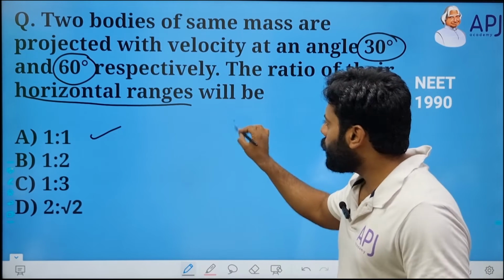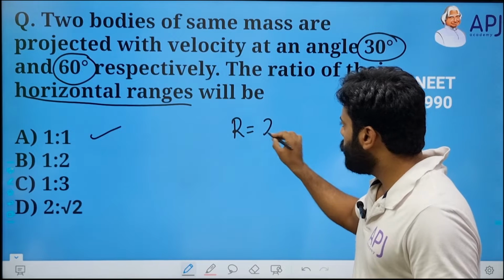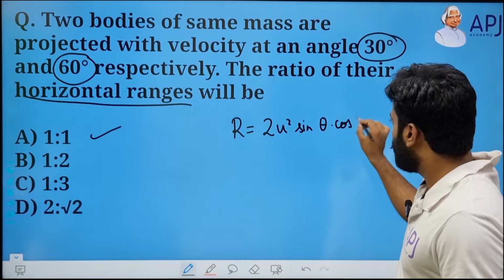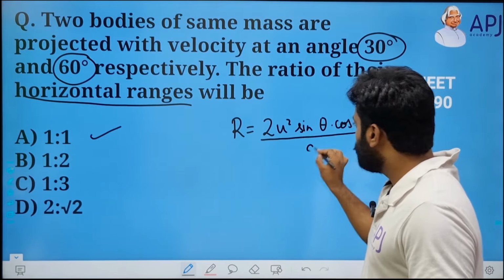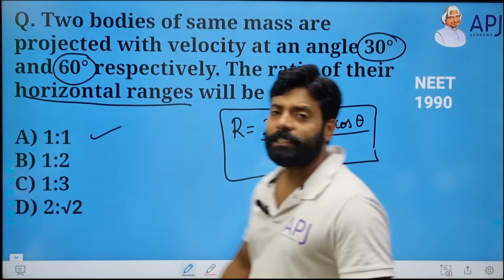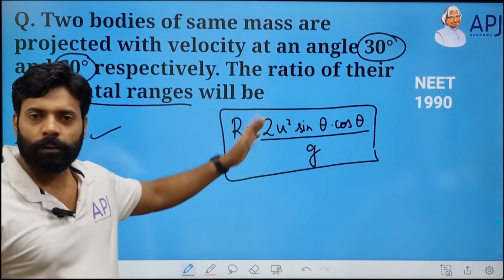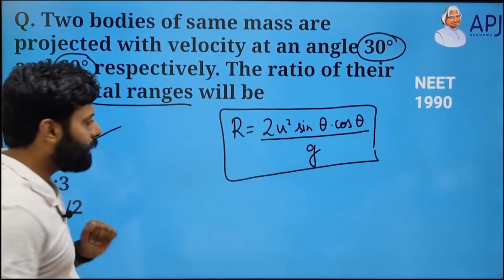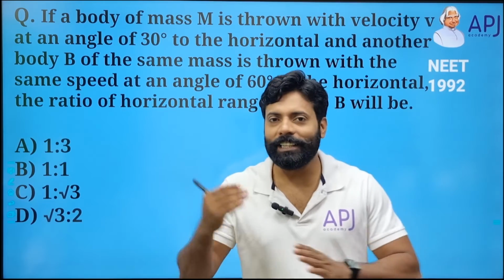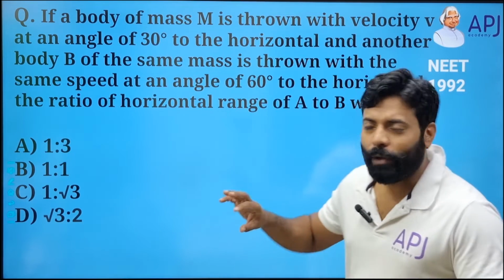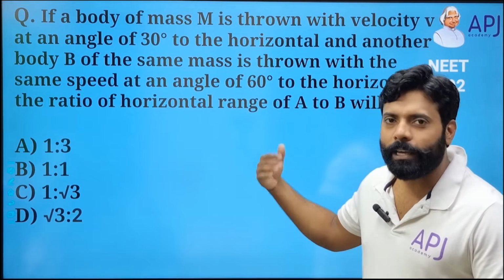Because we know that the horizontal range formula is 2u square sine theta cos theta divided by g. So when these angles are complementary, we will get the same range, right? So let's move to the next question. In this question we are going to apply the same trick. If angles are complementary, the range will be the same.